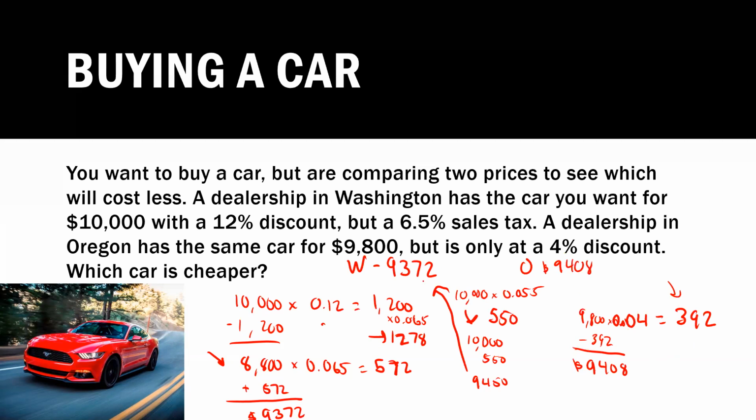Now, once we have these two together, the Washington at this price and the Oregon at this price, we know that the Washington is cheaper. If you had done it the other way, just calculating a total percentage, you would have gotten 9,450, so you would have thought the Washington car is more expensive. That's a lot of complicated math, but just remember that the order is discount and then sales tax. If you're doing restaurant things, it'll be discount and then tip is last.